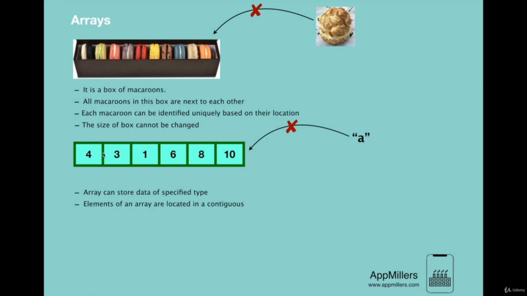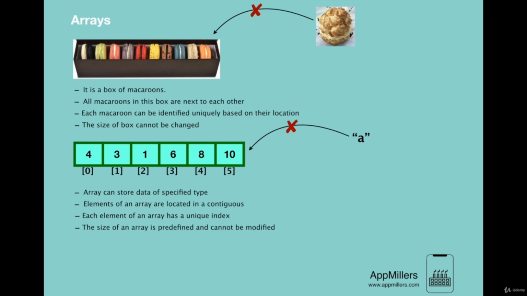The next property is that each element of an array has a unique index. As we have unique locations for these macarons, we have unique indexes for each element of the array. So if we want to access, for example, this element over here, we need to access it through index 2. And here, take into account that indexes start from 0, not from 1, and they increase sequentially. The last property is that the size of an array is predefined and cannot be modified.